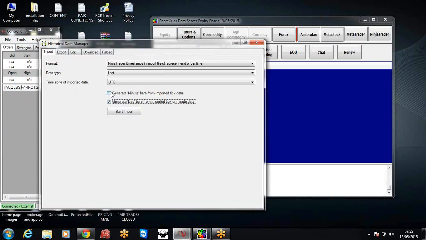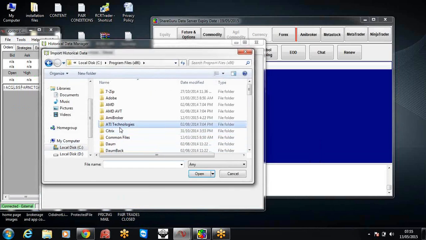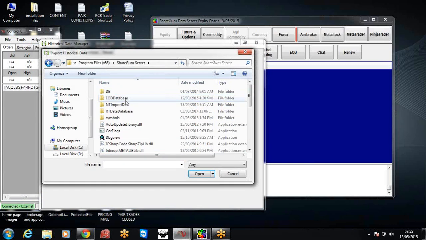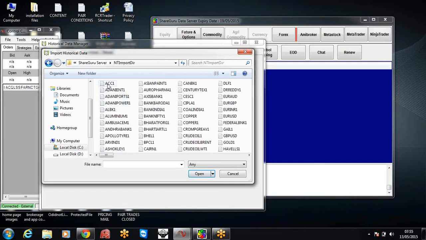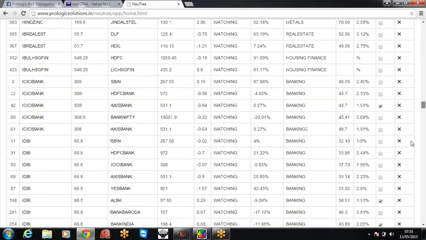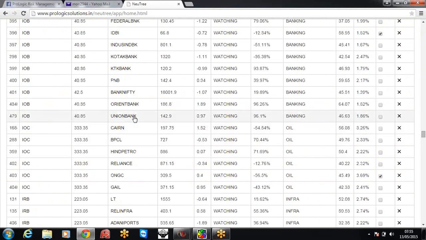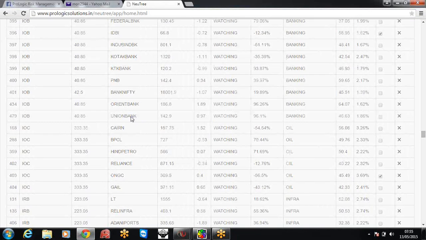So this is the trading application. I'm just trying to open the charts now. So meanwhile, we'll get the watch list also. So we have got the watch list. So you can see that. So IOB and Union Bank is a trade that actually closed yesterday.